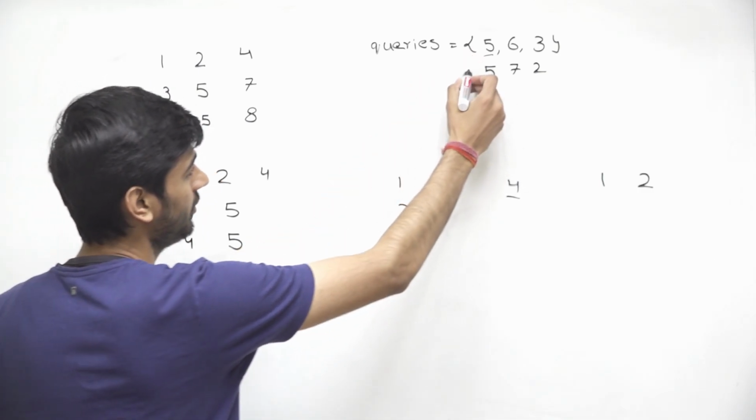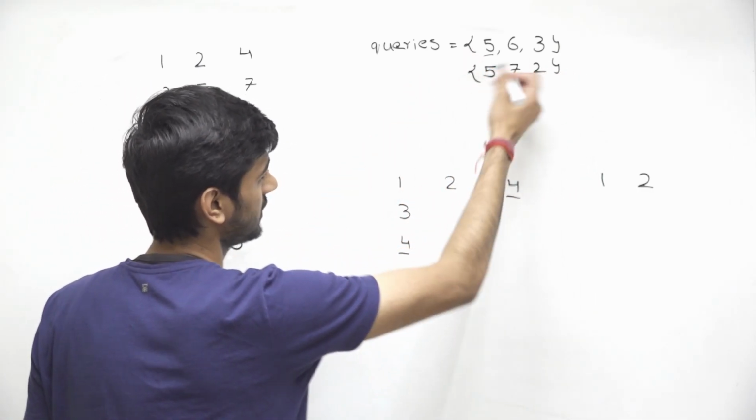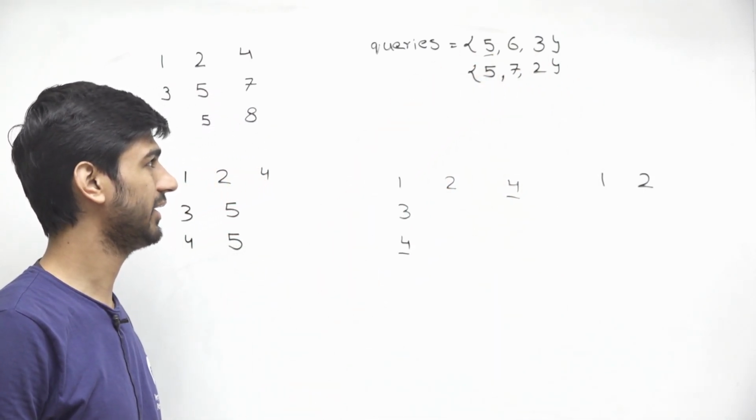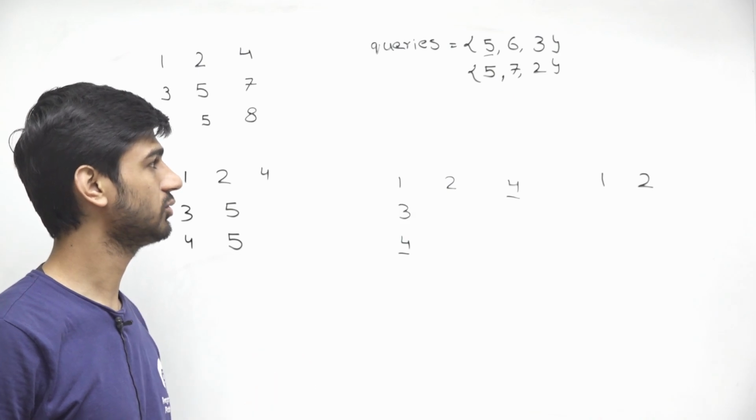So we have to return a vector containing all of our answers in the same sequence as the queries, right? So this is what the problem says. So now maybe we can try to think of a way in which we can solve or approach this problem.